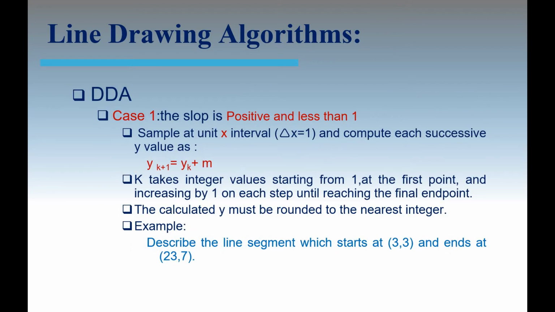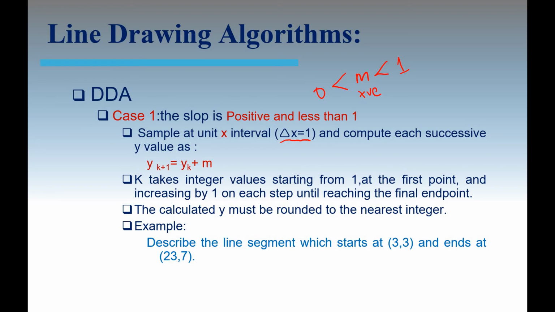In fact, there are four cases where we will calculate the slope of the line. The first case is when the slope is positive and less than 1. That means if the slope m is less than 1 but greater than 0, m will be positive. In this particular case, case 1, we sample at unit x interval, so delta x will be 1. That means we will calculate along the x-axis.